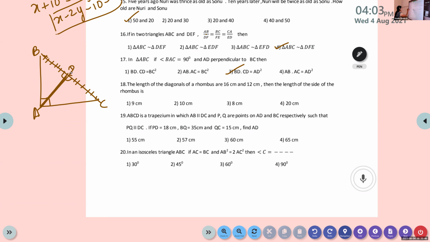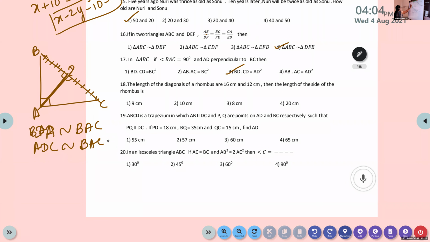You'll get 3 triangles here, isn't it? BDA will be similar to BAC. Similarly, ADC will be similar to triangle BAC. All the 3 triangles are similar. From there, if you look at the criteria, you will get this concept.